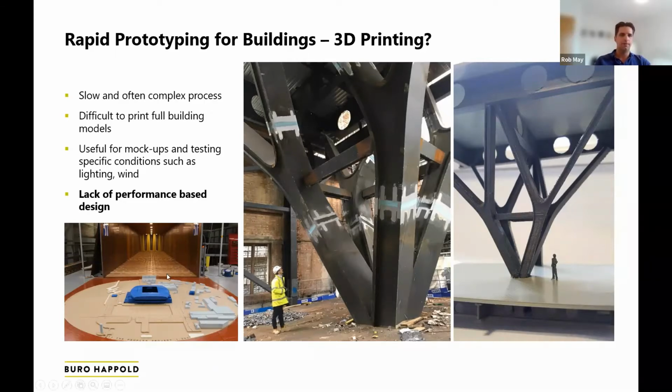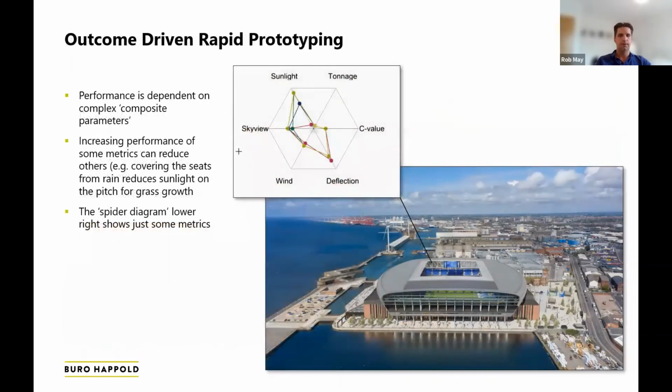You can see on the lower left, that's actually a wind tunnel test model of Everton Stadium. That's an example where the physical model is something that we put into a wind tunnel, blow wind on it and see what the wind pressures are. So it's not that 3D printing isn't relevant, it's just that it doesn't show the complete picture. And that's Everton Stadium there.